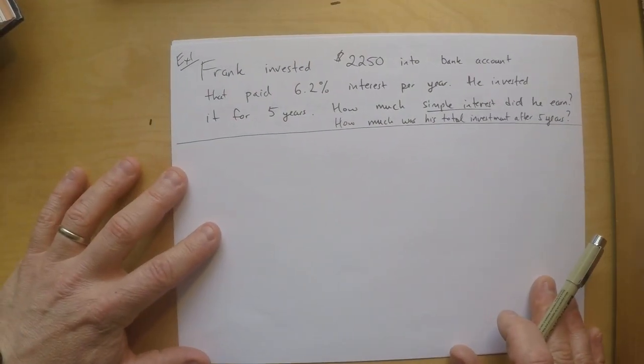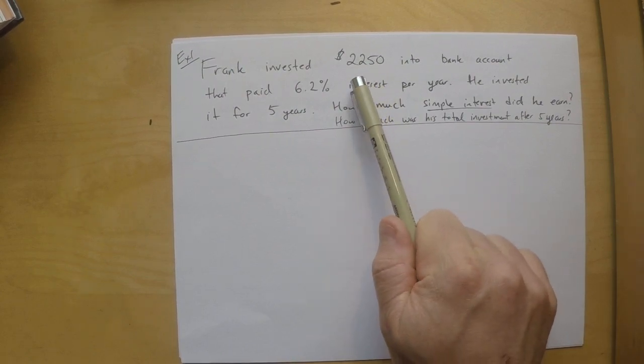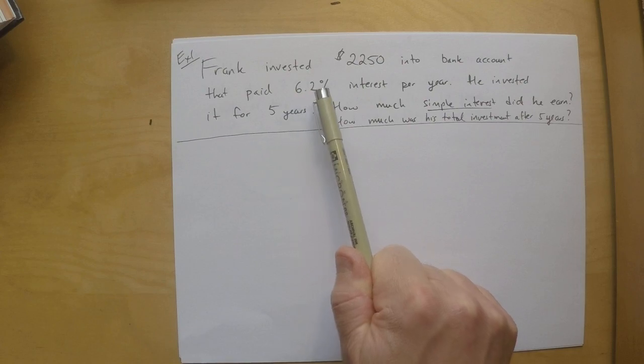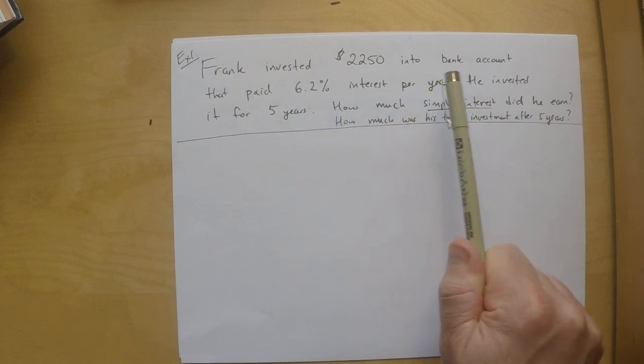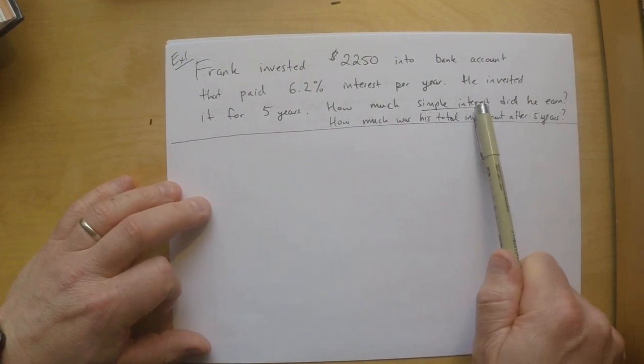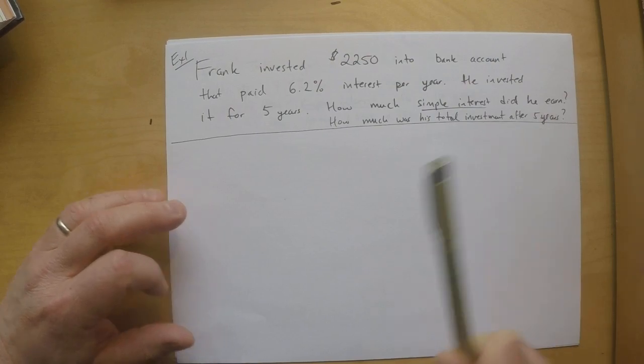So here's a question about Frank. Frank, my buddy. So Frank invested $2,250 into a bank account that paid 6.2% interest per year. He invested it for 5 years. So how much simple interest did he earn? And how much was his total investment after 5 years?